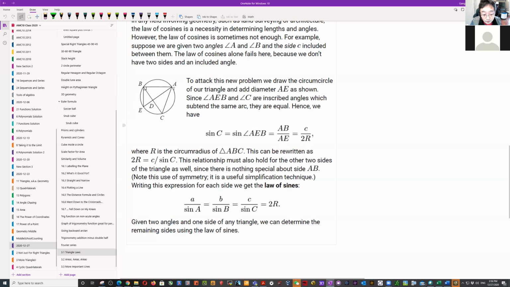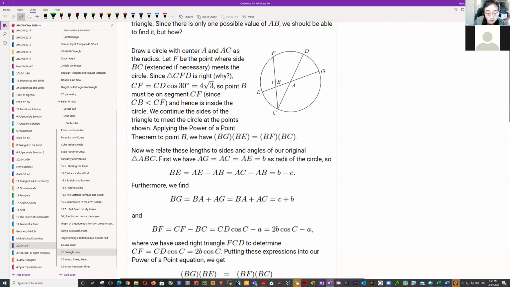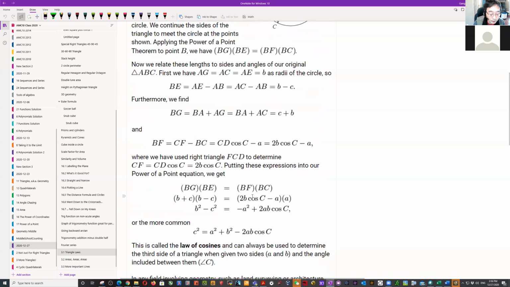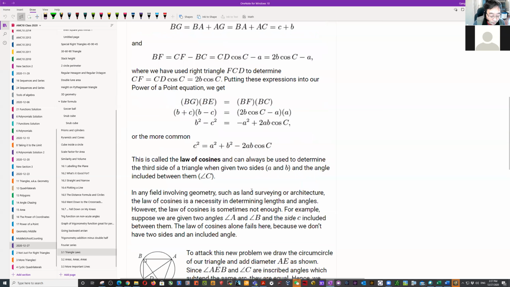R is just the circle's radius. So basically it relates the sine value of all 3 angles of a triangle with the circumradius of this triangle. So that's a phenomenal theorem. And with both theorems, we are able to do triangulation.